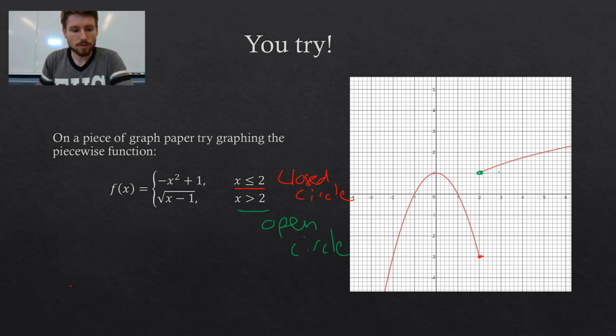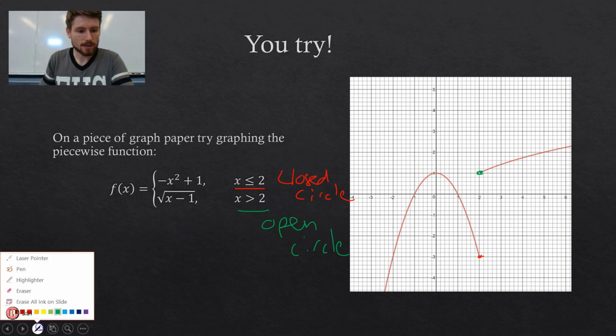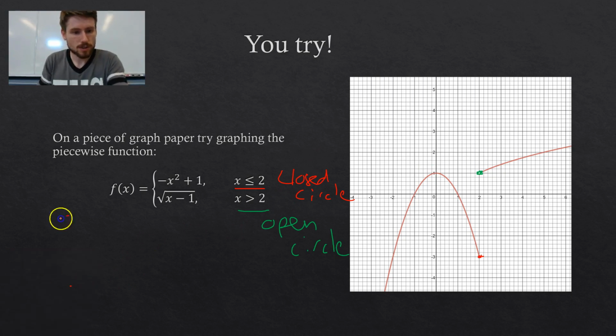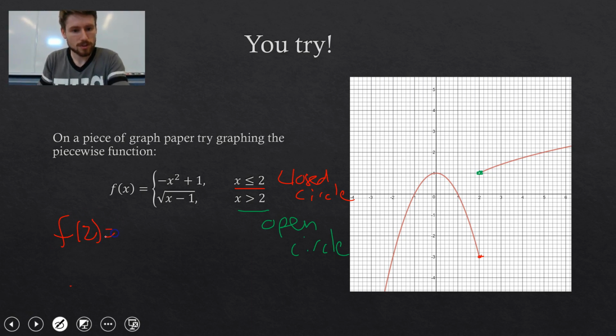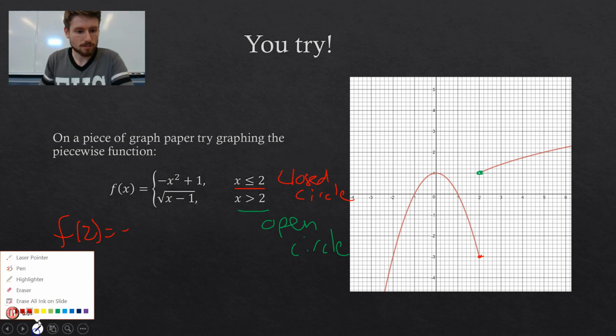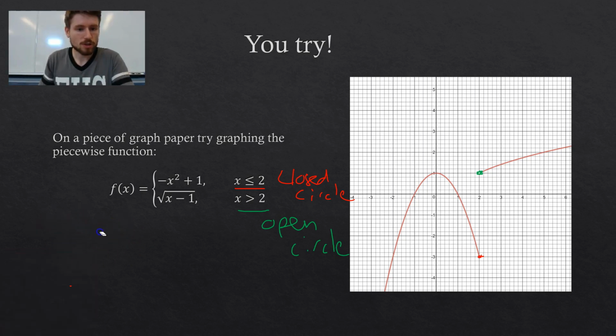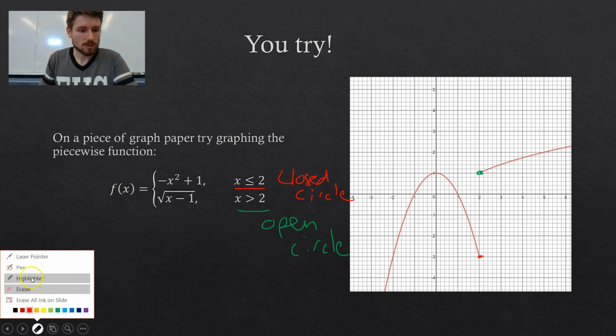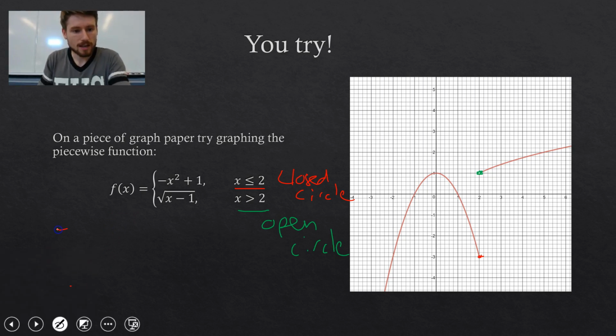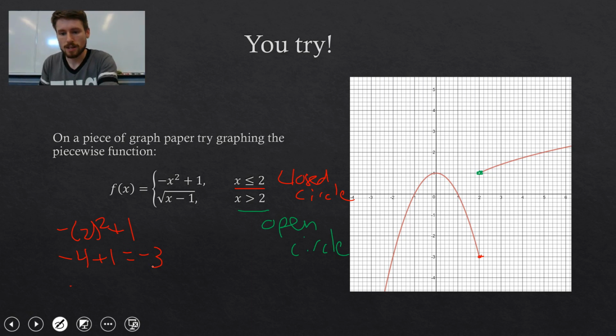For the first one, let's not use our function notation, because for f of 2 you're always using the first rule. So let's just evaluate. What is negative 2 squared plus 1? So negative 1 times 2 squared plus 1. This is negative 4 plus 1, which is negative 3. So that's why we have this point down here at 2, negative 3.